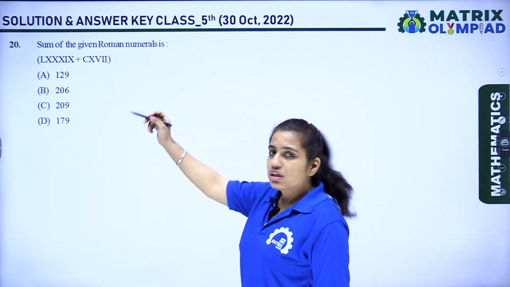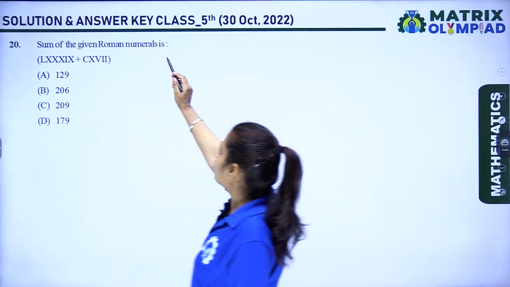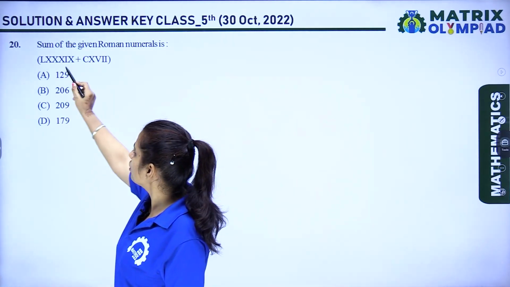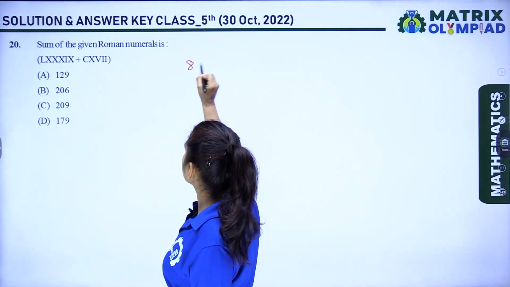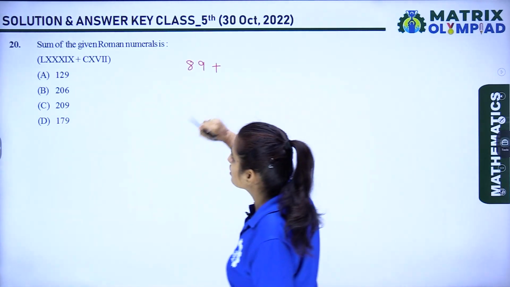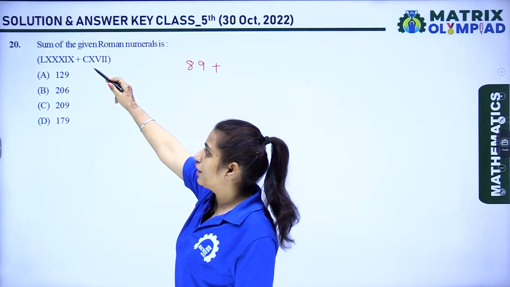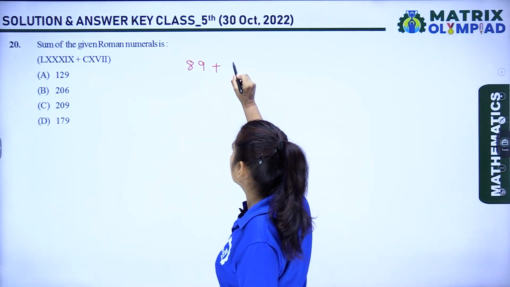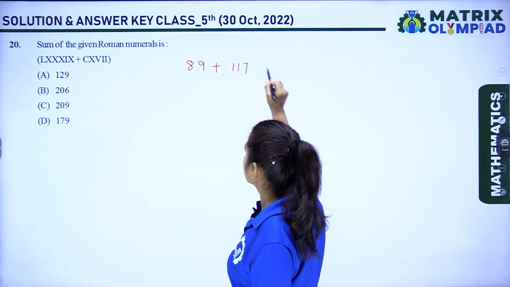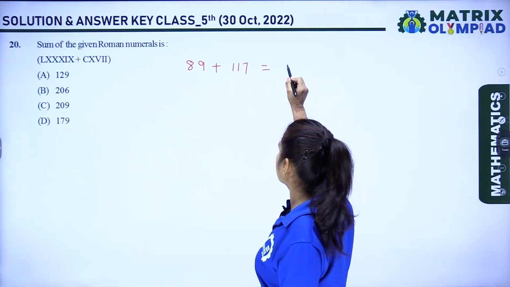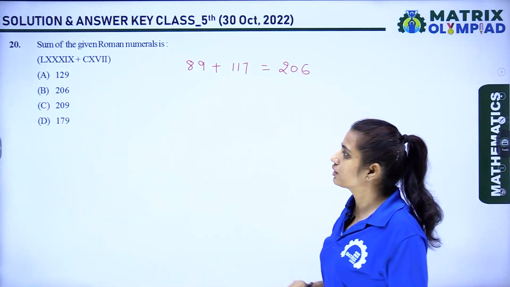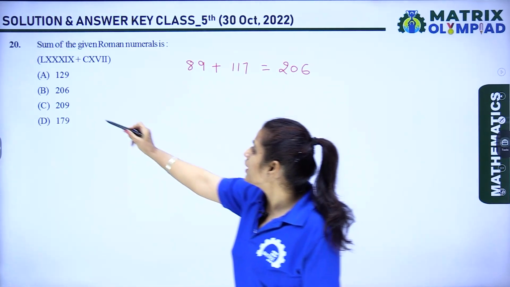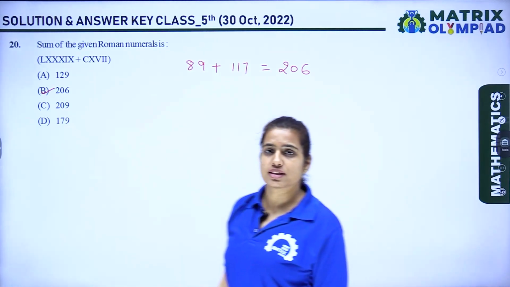Now question number 20. Sum of the given Roman numerals is. Here the first Roman numeral is 89, plus C is 100, X is 10 and this is 7. So this will be 117. Adding these two numbers, we get 206. So according to the options, option B is the correct answer.